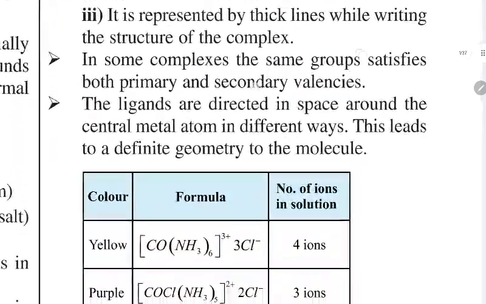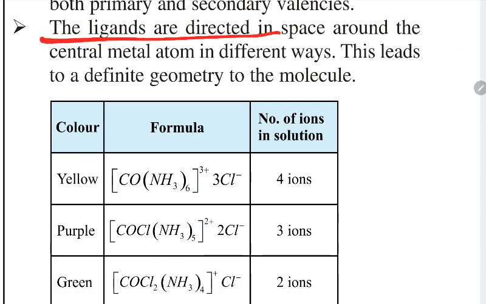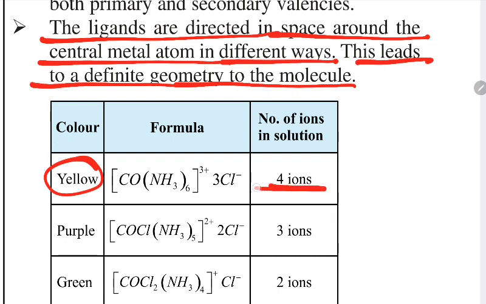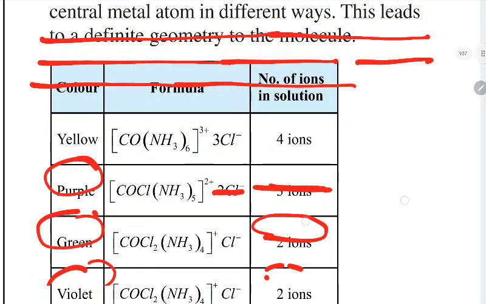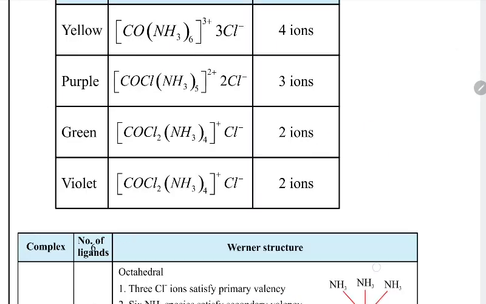Next, see students, the ligands are directed in space around the central metal atom in different ways. This leads to definite geometry of the molecule. Now the colors and number of ions in solution: [Co(NH3)6]Cl3 gives a yellow color and 4 ions. The purple color gives 3 ions. The green color gives 2 ions. The violet color also gives 2 ions.